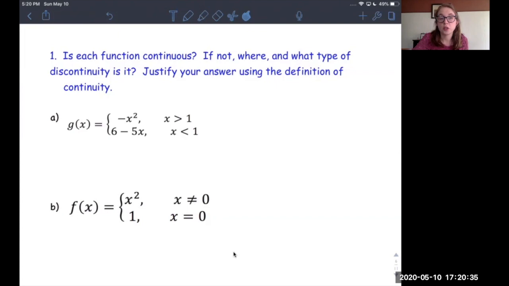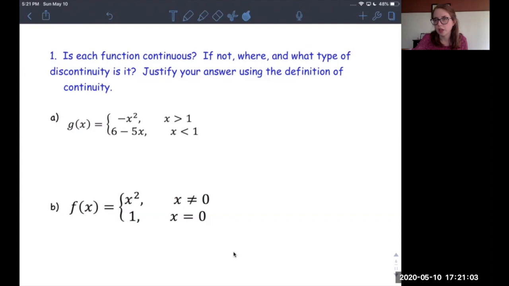So for these piecewise functions, we're going to look at, are they continuous always? If not, where are they not continuous? What type of discontinuity is it? And I'm going to justify using some elements of that definition. The big thing you want to know about piecewise functions is that the candidates for discontinuity are going to be the breakpoints between the two parts or three parts, depending on how big a piecewise function it is. Those are going to be your suspicious candidates.